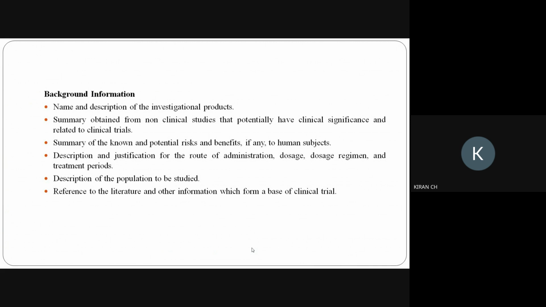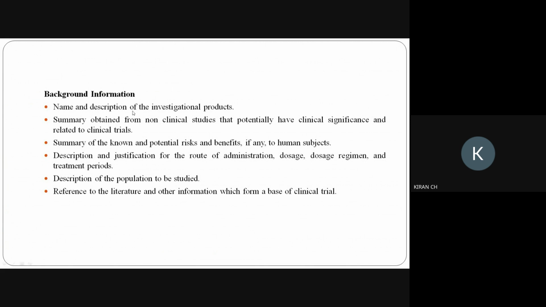So in background information, what kind of information do we have to give in the protocol? In that, name and description of the investigational product. The name of the investigational product and its description. Its description is nothing but its physical properties, its chemical properties. Those all things we'll give in the description.